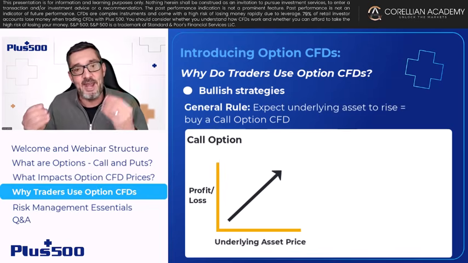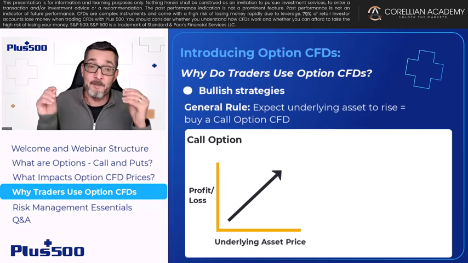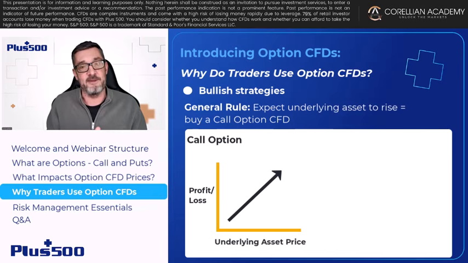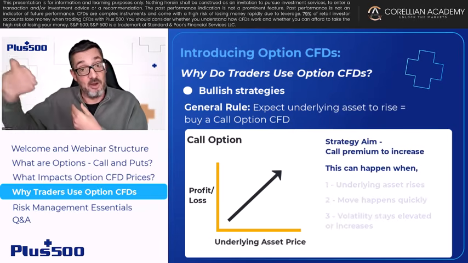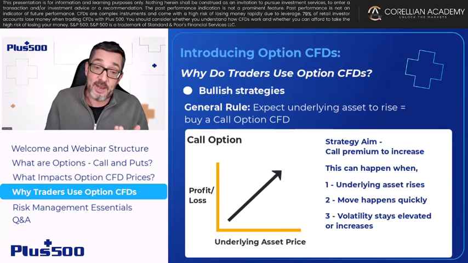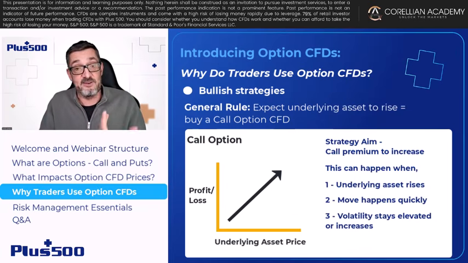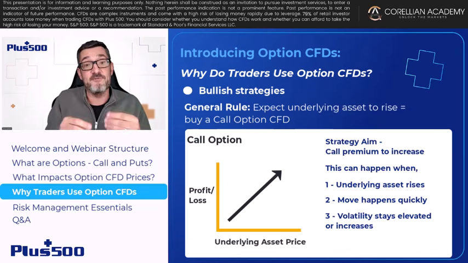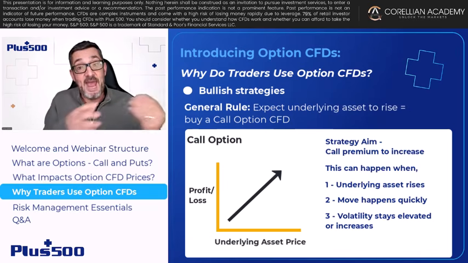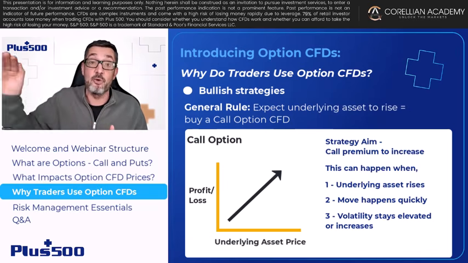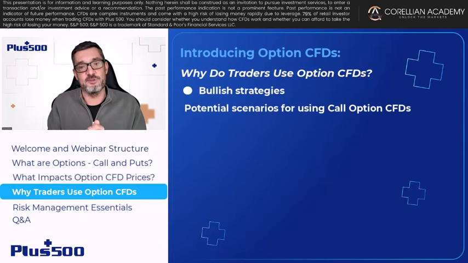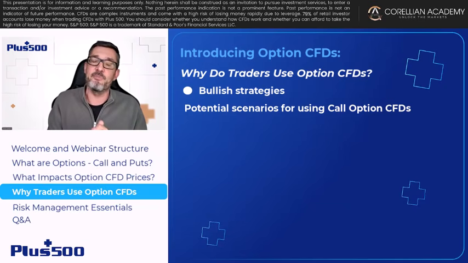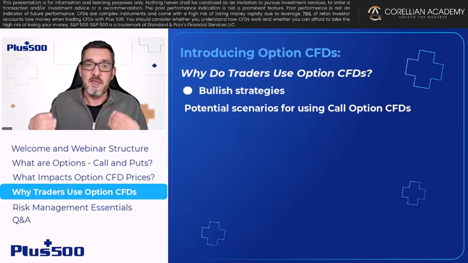If you expect the underlying asset to rise, a common approach is to buy a call option CFD. The goal is for the call premium to increase, which can happen when the underlying market rises, the move happens quickly, and volatility stays elevated or increases. Because option CFDs track the premium of the real option, any combination of these forces can push the price higher. So when might traders use call option CFDs? Well, let's run through some practical examples where traders may consider using these call option CFDs.